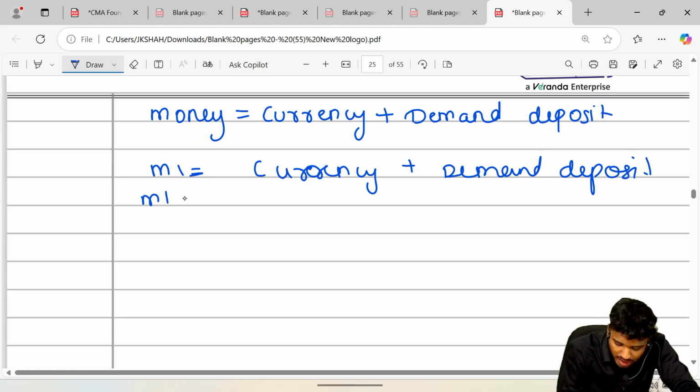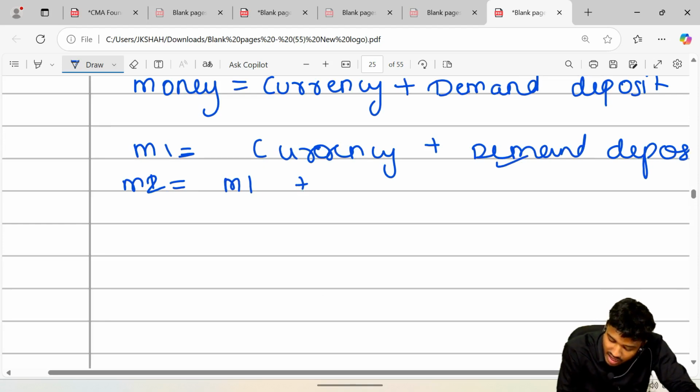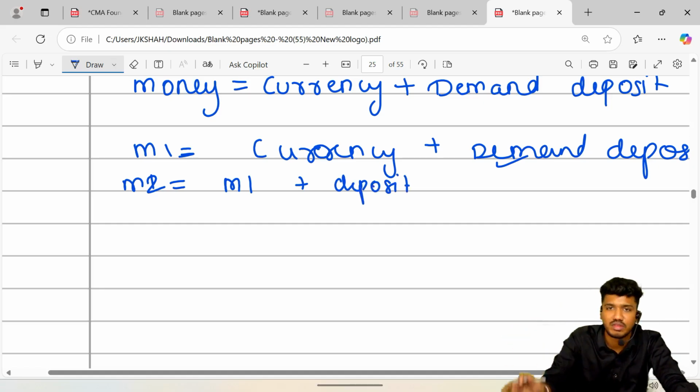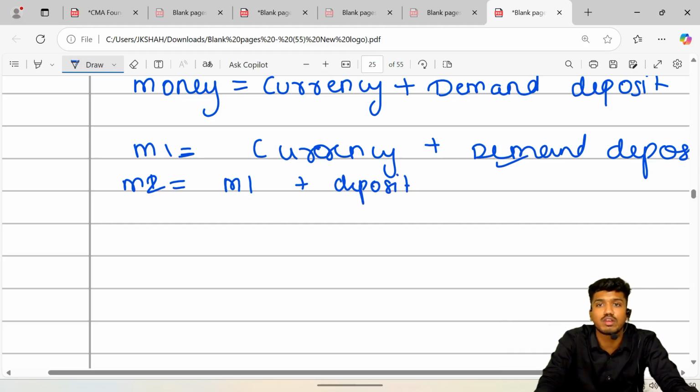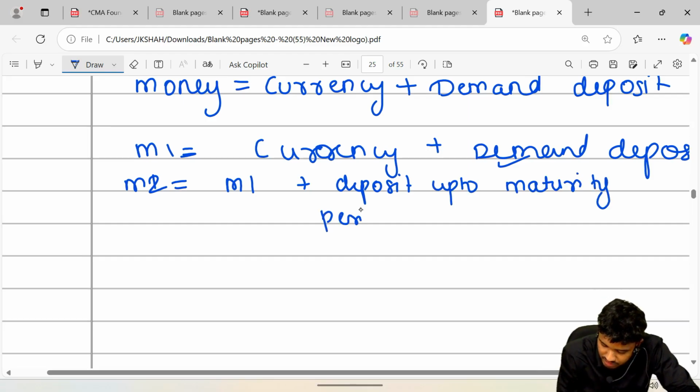I'll tell you. So money, M1, there is M2, which again includes M1. M1 मतलब क्या? It's currency plus demand deposits plus deposits. Deposits, it could be any name. You take any name of deposit, call, option, any, that is call money, notice money, that way. Deposits up to maturity period of 1 year.